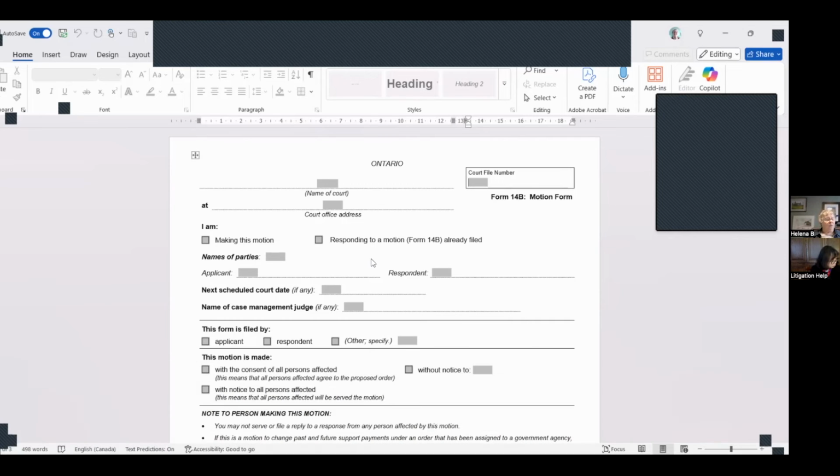And again, it's an affidavit that must be sworn or affirmed. And then you have to file the motion materials with the court and upload to CaseLines.